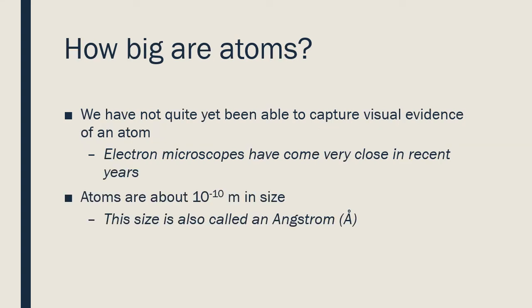Atoms are exceptionally tiny. We haven't quite been able to capture any visual evidence or pictures of them just yet. However, electron microscopes have come exceptionally close in very recent years, and so you can expect that perhaps in your lifetime you might actually be able to see an atom. Why are they so hard to see? Atoms are approximately 10 to the negative 10th meters in size. They are exceptionally tiny. The size, 10 to the negative 10th meters, is also called an angstrom.